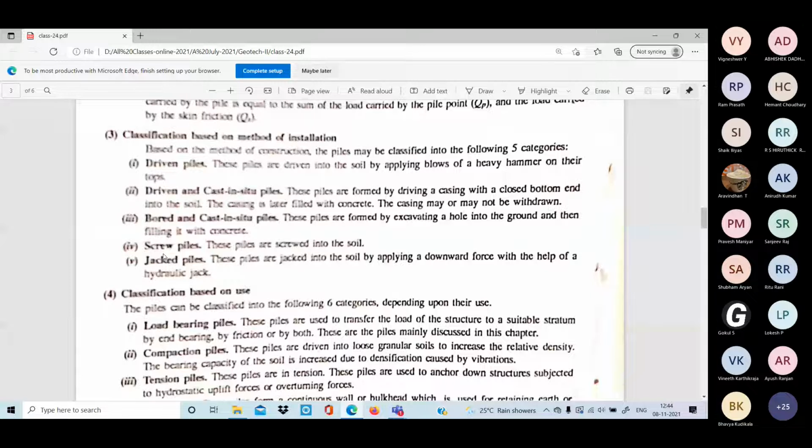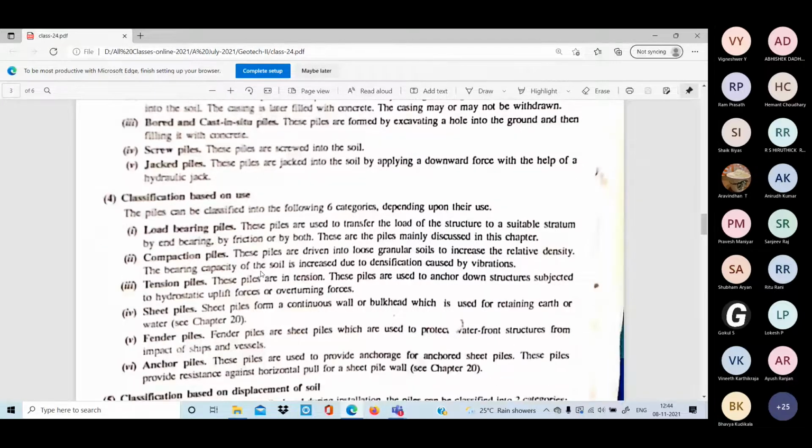Cast into screw pile means the piles are screwed into the soil. Like a carpenter has a screw for making a hole, right? Likewise we have different types of piles. Those piles are called screw piles. Then we have jack piles, which are jacked into the soil by applying a down force with the help of a hydraulic jack.